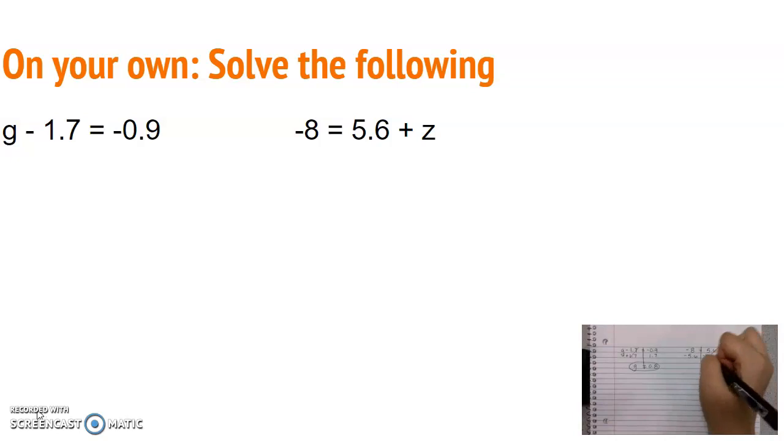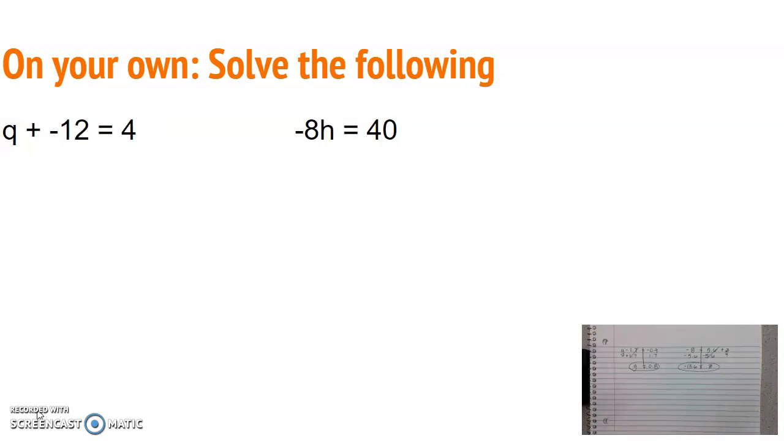5.6 minus 5.6 cancels out. I'm left with z all by itself. Negative 8 minus 5.6 more is a negative 13.6. Perfection. I'm going to do 2 more like this.